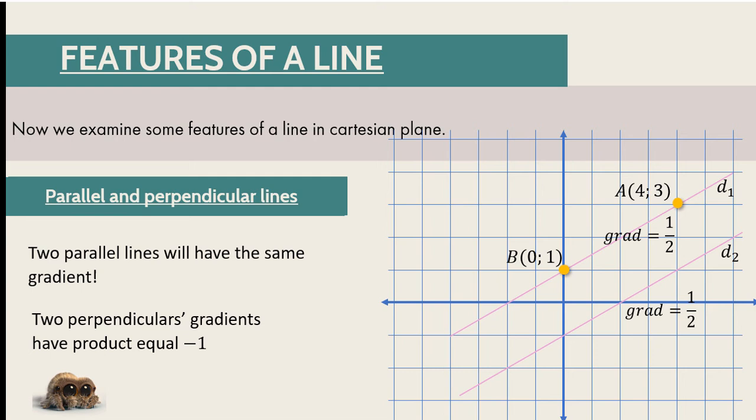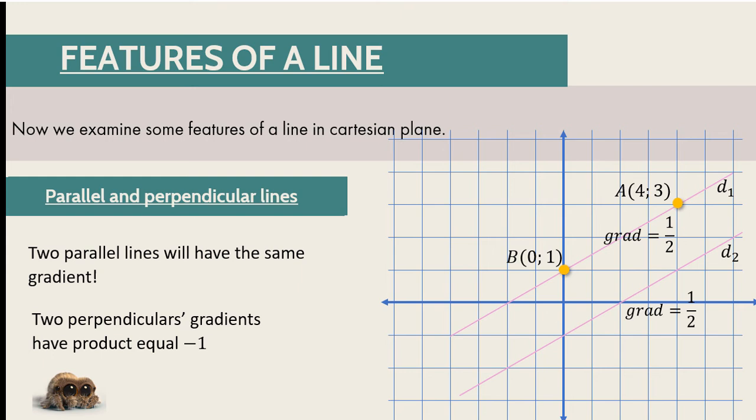How about two perpendiculars? It is more complicated when we try to confirm two lines are perpendicular to each other. Two perpendicular lines' gradients have product equal -1. For example, the given D1 line has the gradient of 1 over 2. So if there is a line which is perpendicular to it, it must have the gradient x that when multiplied by 1 over 2, it gives the product of -1.